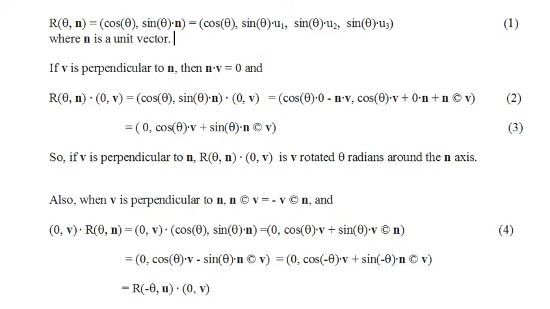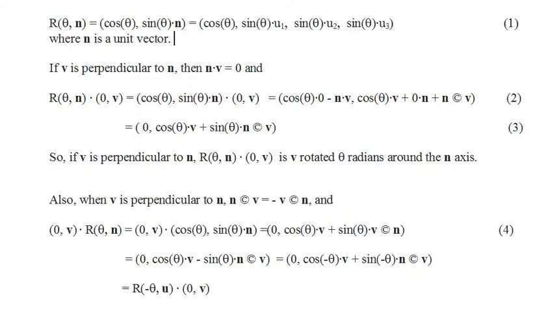A rotation quaternion is a quaternion having the form shown in equation 1, with the first component equal to the cosine of the angle of rotation, and the next three components equal to the sine of the angle of rotation times the unit vector axis of rotation. Line 2 shows the result of multiplying r(theta, n) times the quaternion corresponding to the vector v. We'll still assume that v is perpendicular to n. Since n is perpendicular to v, the dot product of n and v is 0, and the equation simplifies as shown on line 3, which we recognize from the previous slide as the quaternion representing v prime, that is, v rotated theta radians around the n-axis.